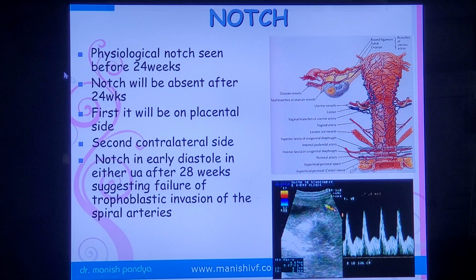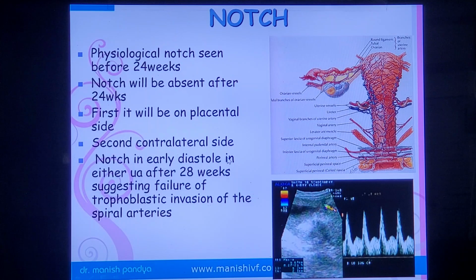What is a notch? A physiological notch is seen before 24 weeks of gestation. The notch will be absent after 24 weeks of gestation. First, it will be present on the placental side. If here is the placenta, then the notch will be there on the placental side. Second, it will come on the contralateral side.